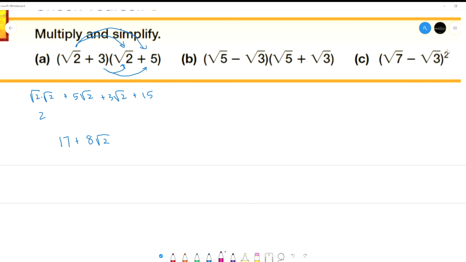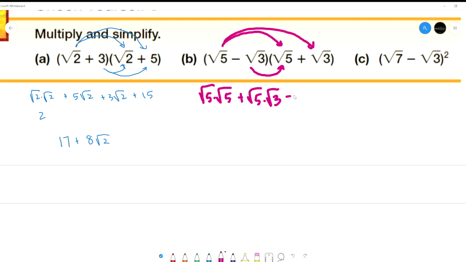Alright, I'll let you finish B and C. Okay, we have radical 5 times radical 5, right? Radical 5 times radical 5. And then we have radical 5 times radical 3, so that's positive, right? And in the inner, we have minus radical 3 times radical 5. And then the last is minus radical 3 times radical 3.